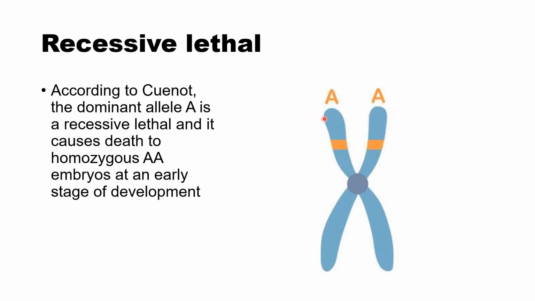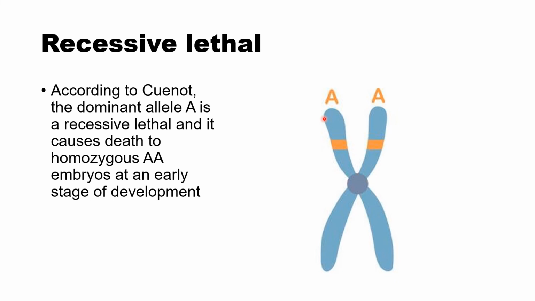It is a recessive lethal. So, don't be confused: when we say recessive lethal, it does not only take effect on the homozygous recessive individuals. It takes effect on both homozygous recessive and homozygous dominant, basta homozygous sila.